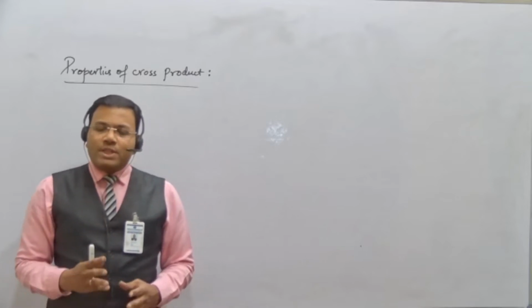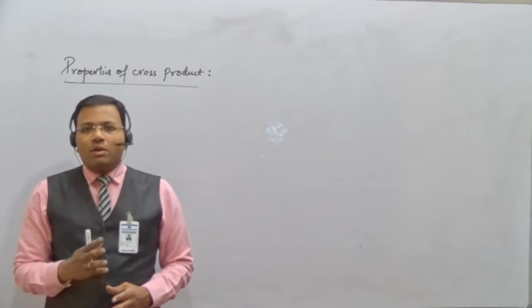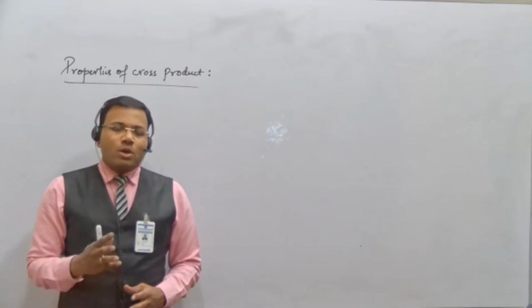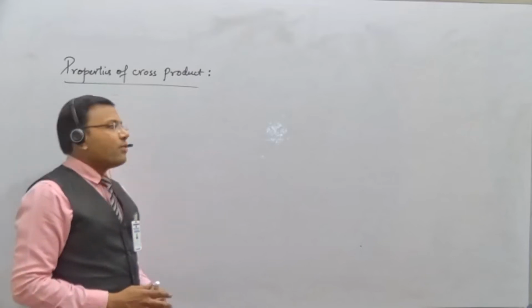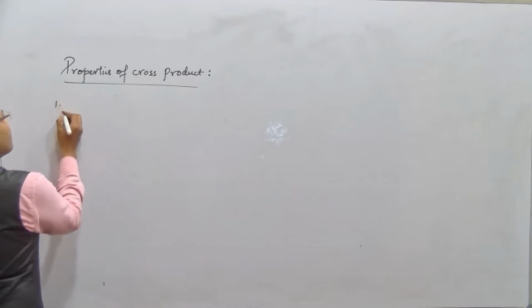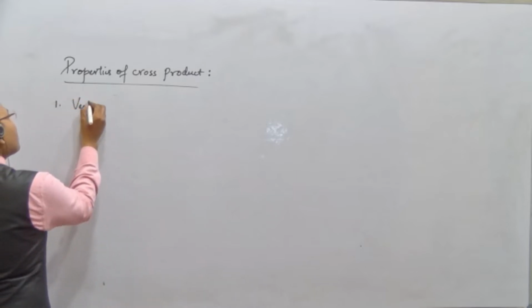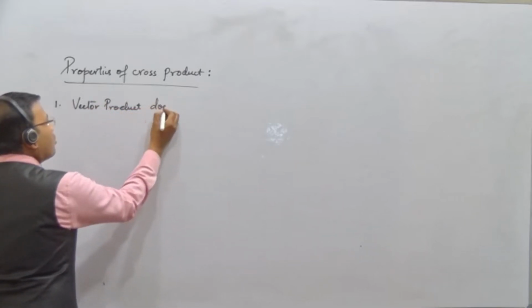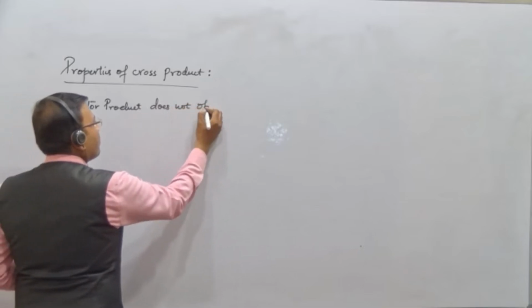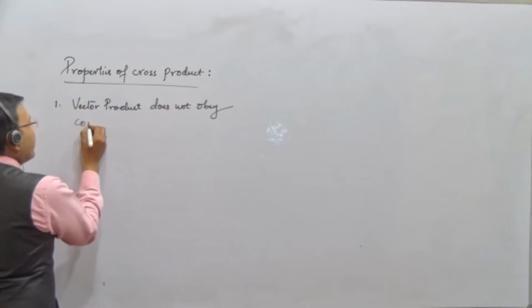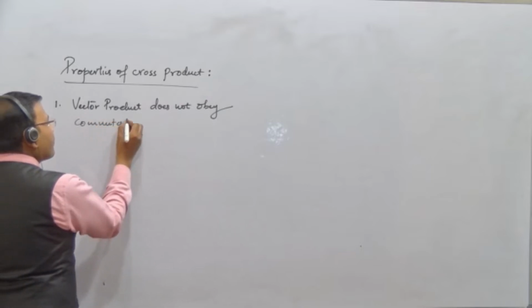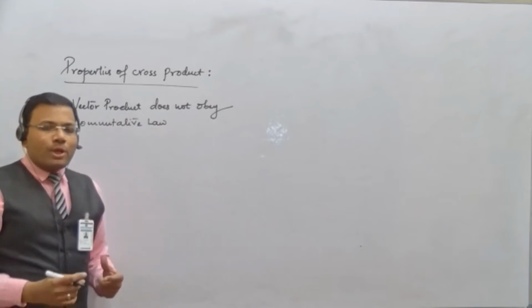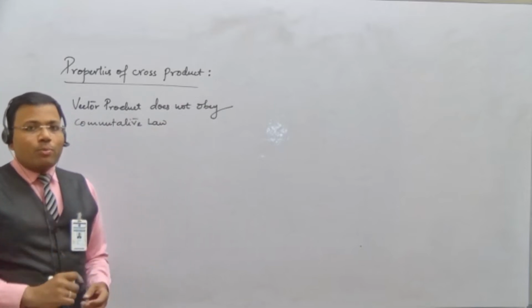We have the properties for the scalar product also, that we have already seen in our previous class. Now we are going to check the properties for the vector product, also called the cross product. For the first property, the vector product does not obey the commutative law. Pay attention: the vector product does not obey the commutative law.